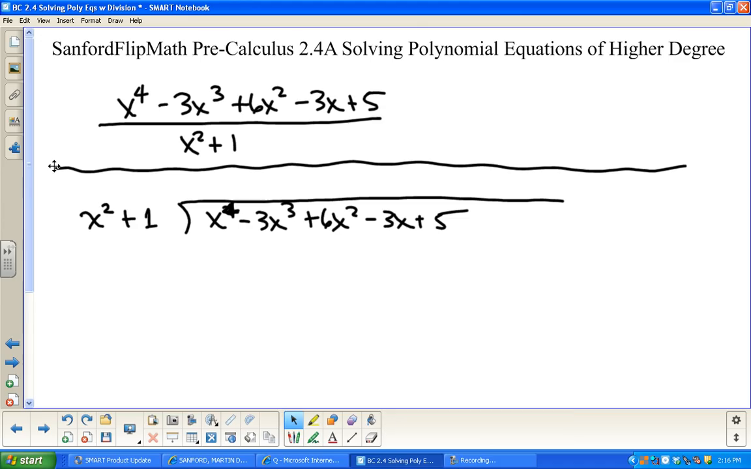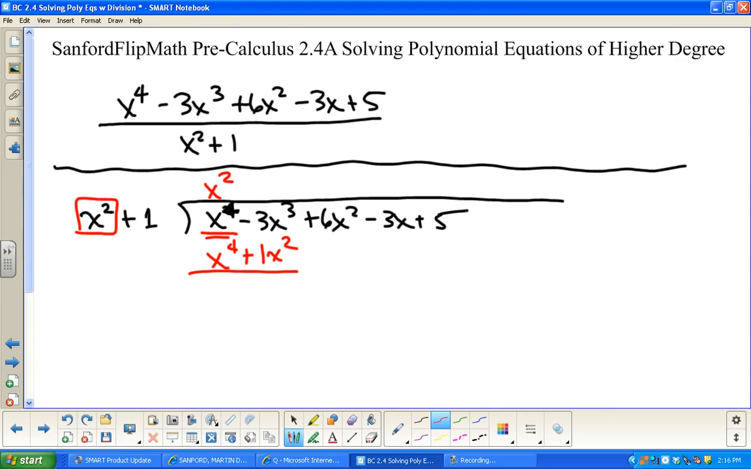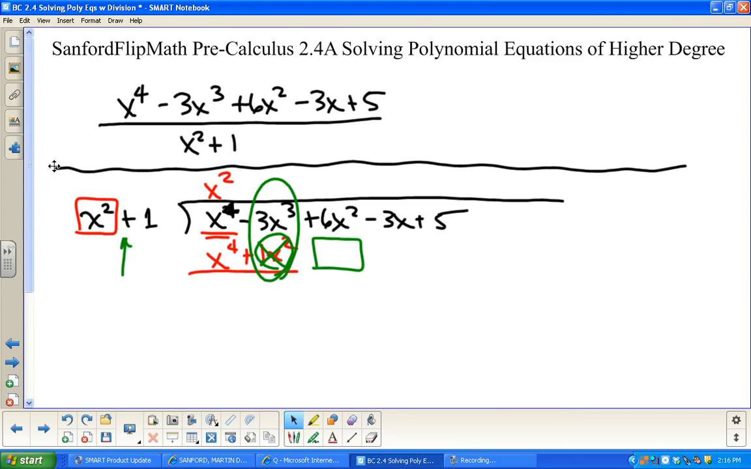Okay, all right, so here we go. x squared times what is x to the 4th? Well, that's x squared. So x squared times x squared is x to the 4th, and then x squared times 1 is 1x squared. Now I got a little bit of an issue here. If you notice, these are not like terms. Well, I have two ways to handle it. One is, don't write this here, write it under here. The other way to do it is to put the missing term here. And I would recommend doing that.